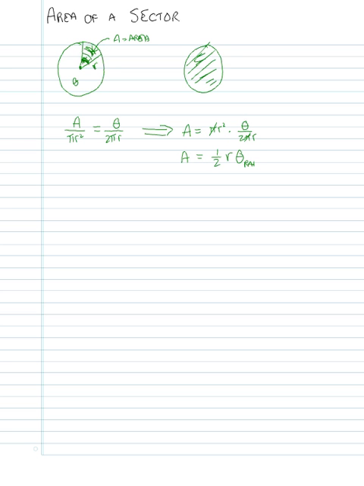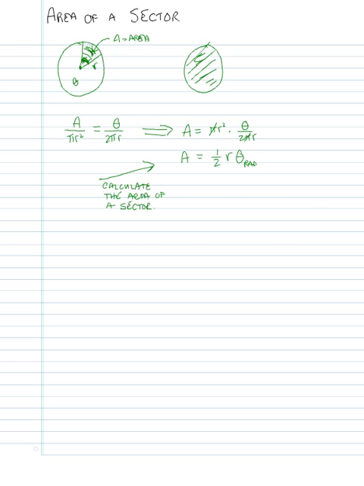But remember, we've got to do these things in terms of radians. That's the only way we can do this relationship. Okay, so theta is in radians. So this is how we calculate the area of a sector. Pretty easy to do.